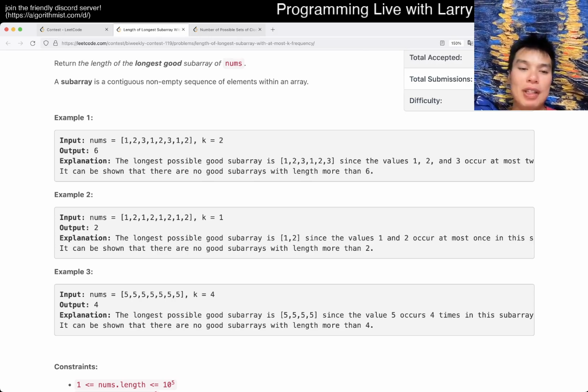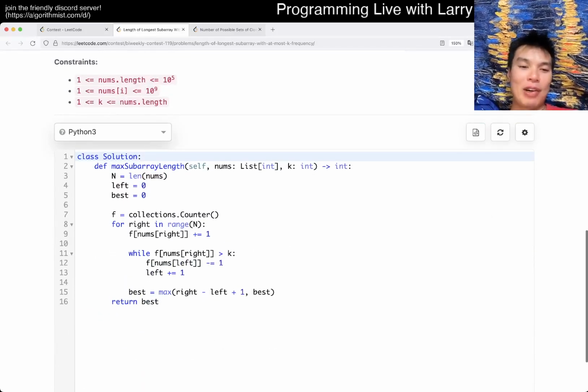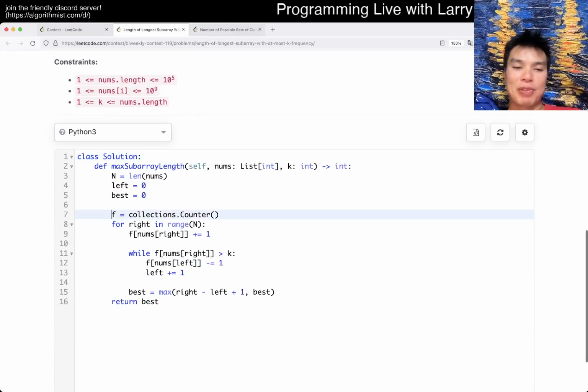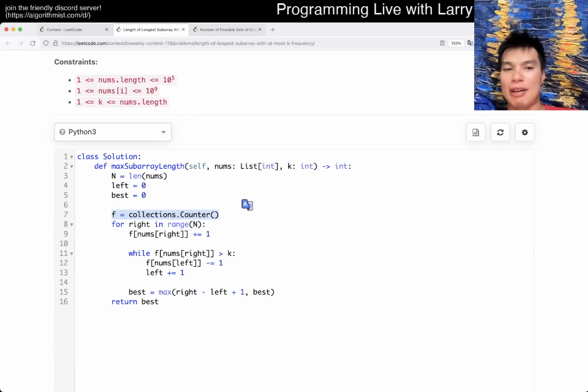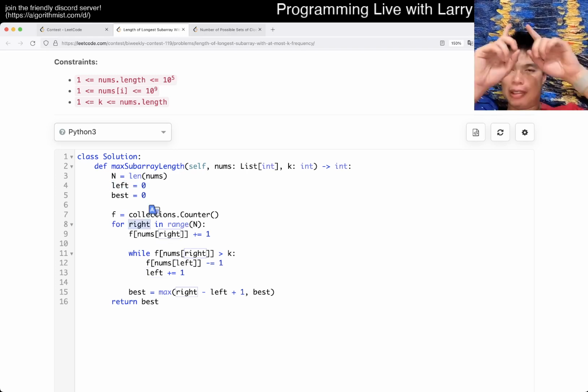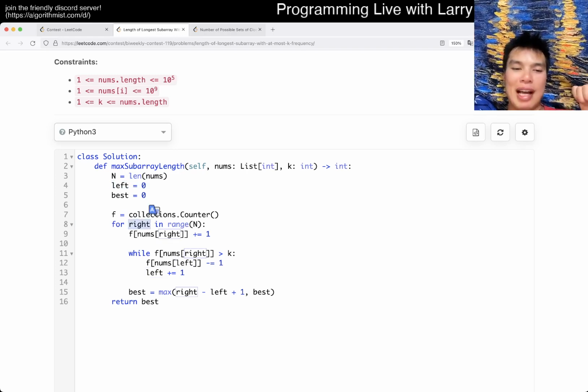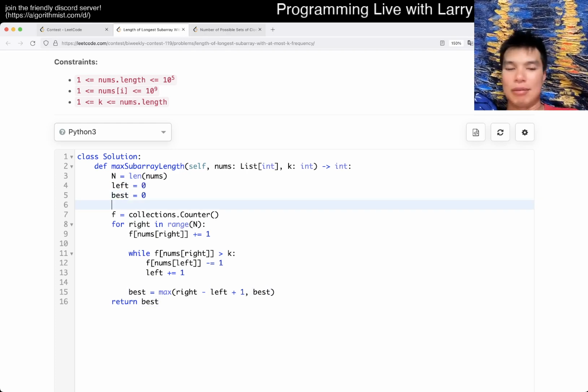Why is it important? Well, let's go over my code. So basically, I have a frequency counter. It is what it sounds like. It just keeps track of the frequency. I keep track of the left and the right. This is the window that we have. And the best, that's just the number.